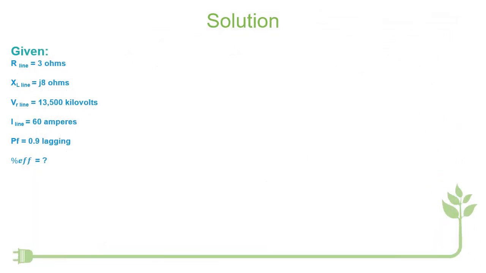For determining the efficiency of the line, we have this formula as discussed earlier. Percent efficiency equals VR I cosine theta R over VR I cosine theta R plus I squared R. Since in our problem the voltage receiving end line to line is given, we have to convert it to voltage receiving end phase. So we will have VR line all over square root of 3 multiplied by I cosine theta R, all over VR line over square root of 3 I cosine theta R plus I squared multiplied by the resistance.